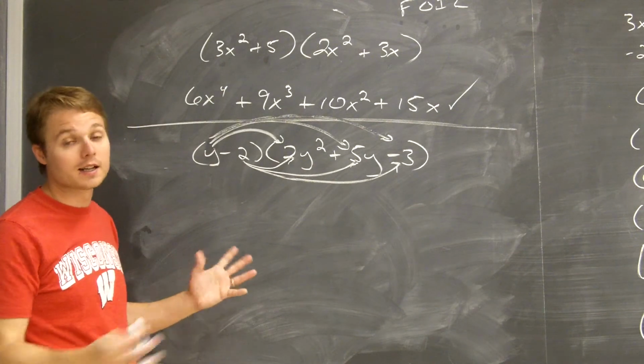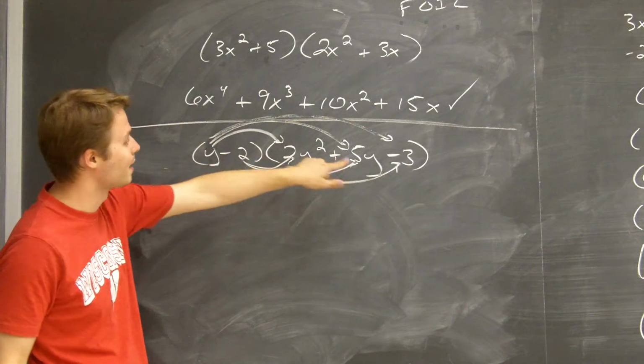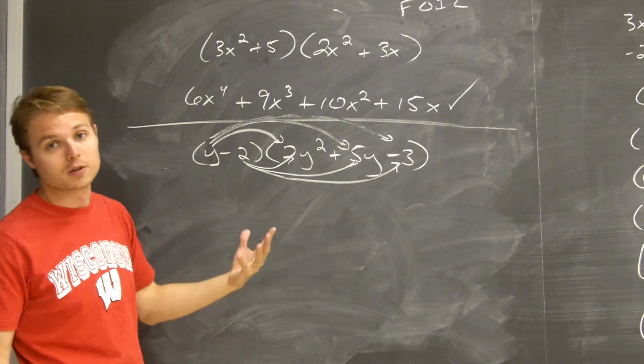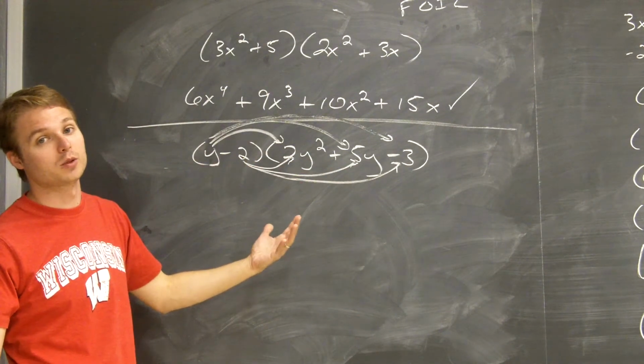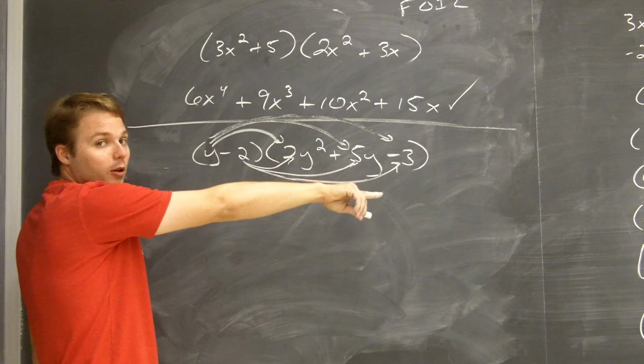So that, again, is the idea that you can make these as big as you want as long as you follow this rule that every term in this expression gets multiplied by every term in that expression. Then you can FOIL out as many, as big of polynomials as you want. So let's do this one at a time. We should have 6 terms here at the end.